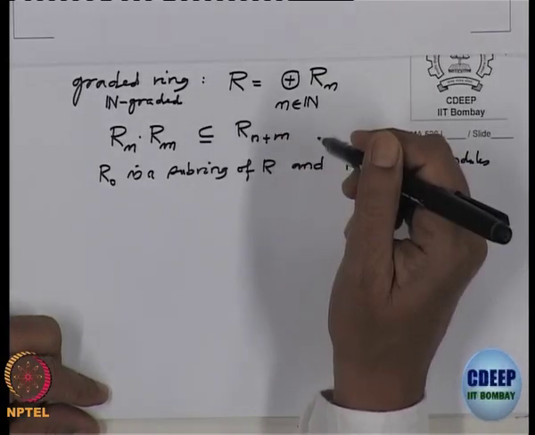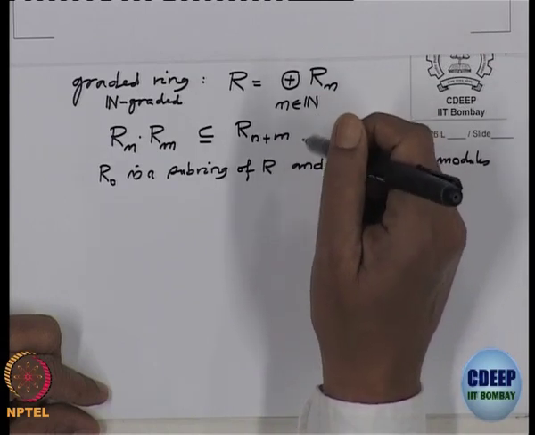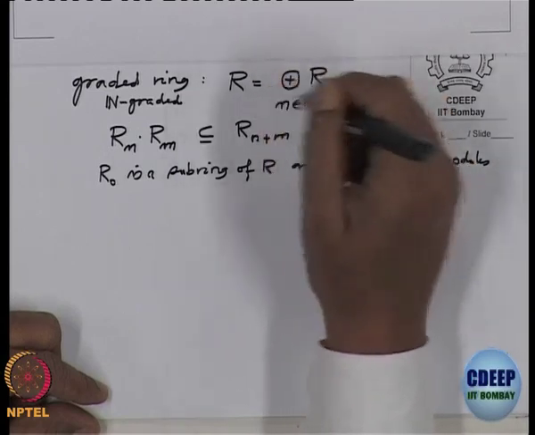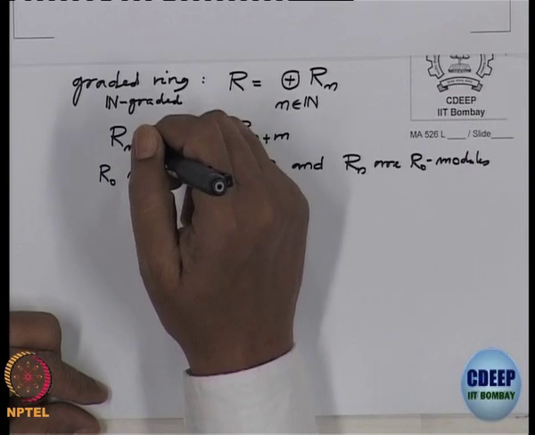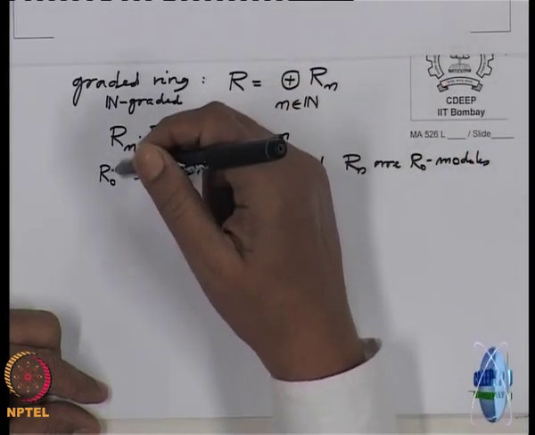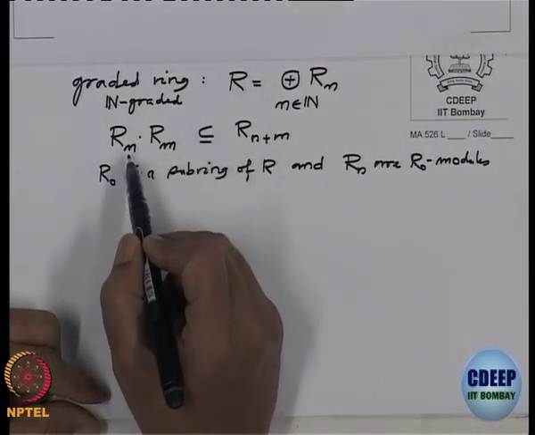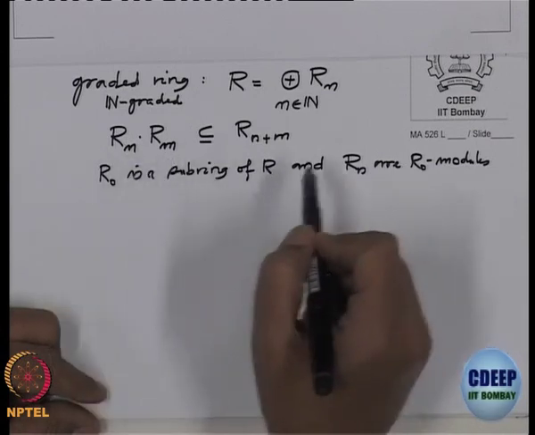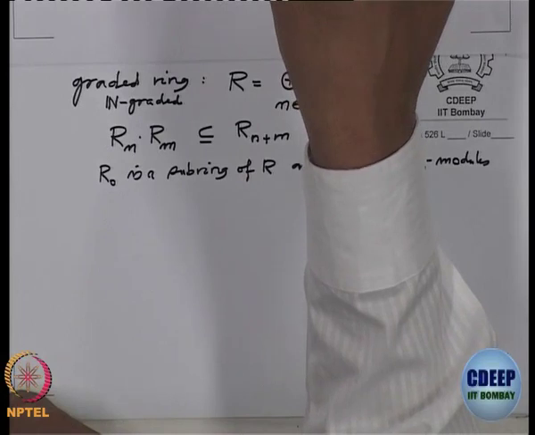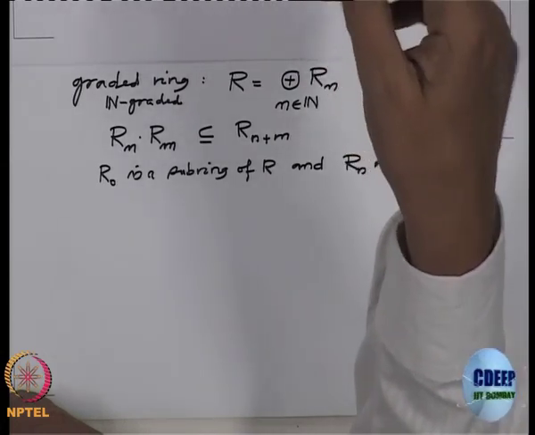More generally, one can also talk about grading indexed by a monoid. N is the simplest monoid, with addition. It is a ring, so the decomposition as abelian groups is a direct sum of these abelian groups. There is a multiplication there. To multiply the elements in R, it is enough to multiply elements in R_n and R_m. That multiplication is given to us, with the property that the product of an element from R_n and one from R_m goes inside R_{n+m}. This is a typical generalization of the polynomial rings. For example, if you take a homogeneous polynomial of degree n and a homogeneous polynomial of degree m, then the product is homogeneous of degree n plus m.